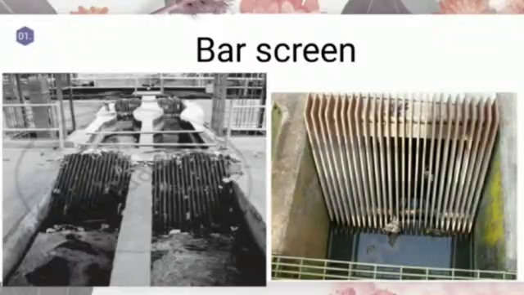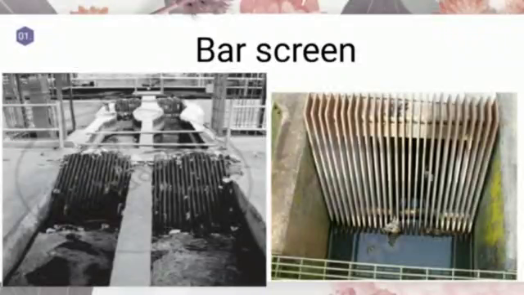As you can see in the picture, water passes through this bar screen. What will happen when water passes through that screen? Some large objects stop there only, and only the water passes through this bar screen. So we can say large objects like rags, sticks, cans, plastic napkins, all these things are removed from the water.